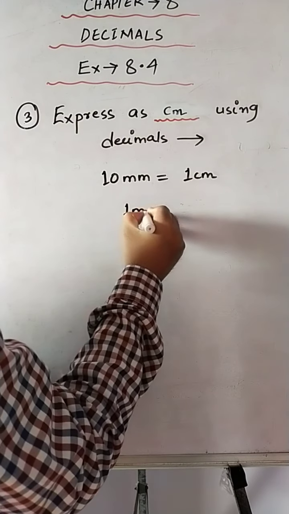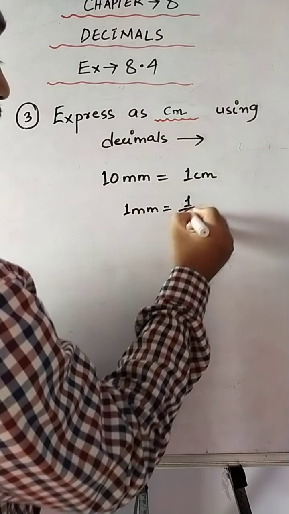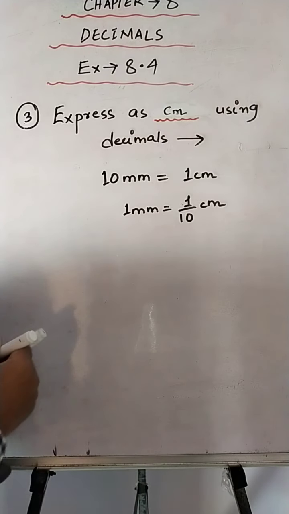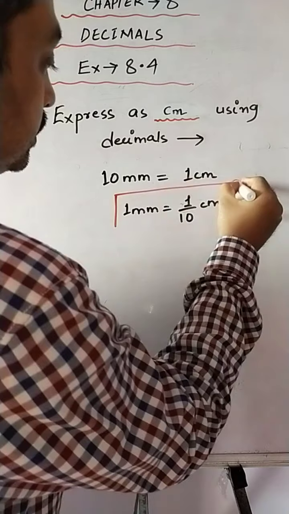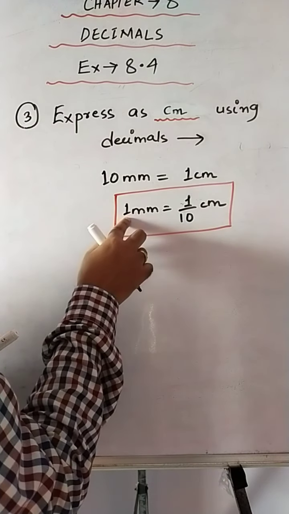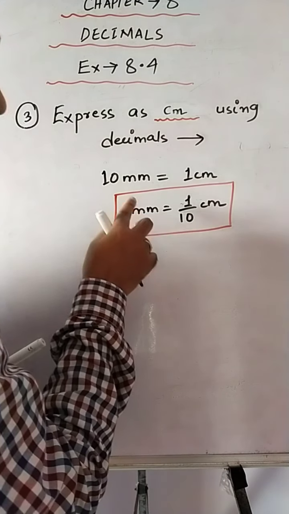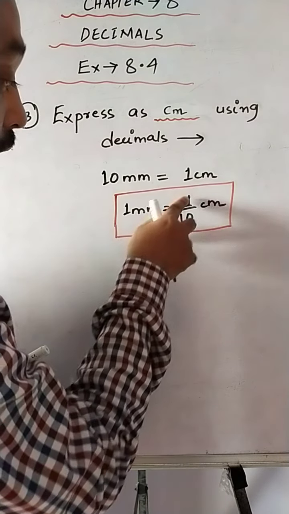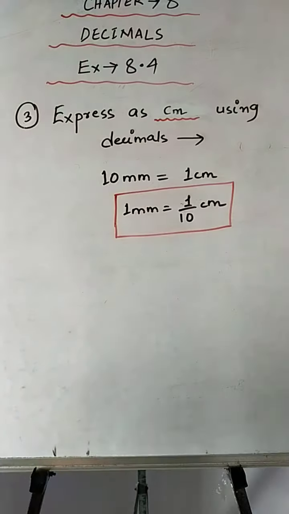So 1 millimeter would be what? 1 by 10 centimeter. Okay, so this is your required relation. So any number which has millimeter as a unit, and you have to convert that number to centimeter form, you have to divide the required number by 10. Okay, this is what you have to do.